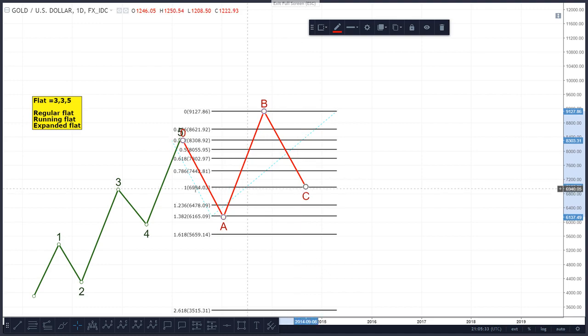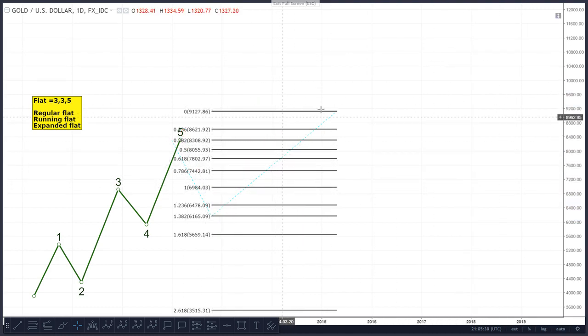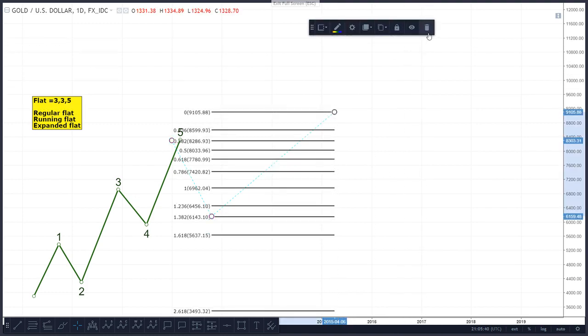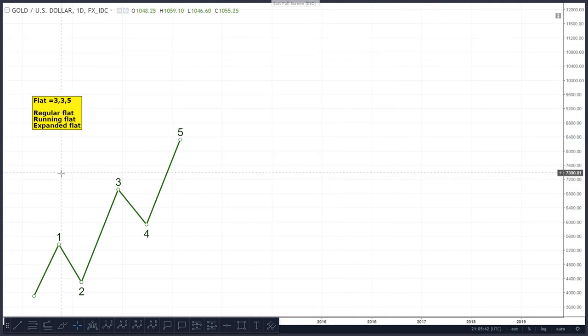C would be there on the 1-to-1 line. So that was a running flat right there. Now, an expanded flat is a little more complicated, and in fact, in an expanded flat, A is not equal to C. I'll explain exactly what that looks like now.